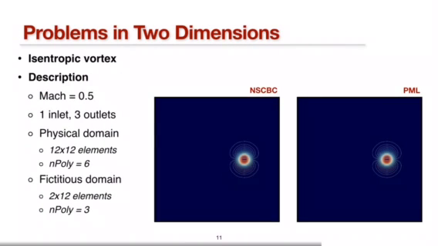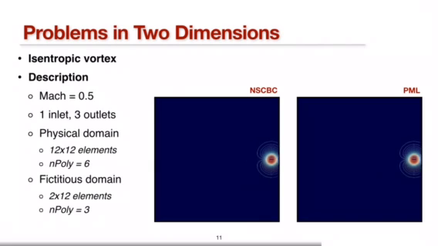We first assess our solver on classical benchmark cases in 2D, such as the inviscid isentropic vortex being convected out of a domain. The vortex is superimposed on a uniform flow with a Mach number of 0.5, moving from left to right. All four sides of the square are non-reflective boundary conditions, with the left being an inlet and the remaining three outlets. In the physical domain, the same configuration is used for both simulations, that is, 12 by 12 elements, each described by sixth-order polynomials. Additionally, in the PML region, two layers of elements are used, each of third order.